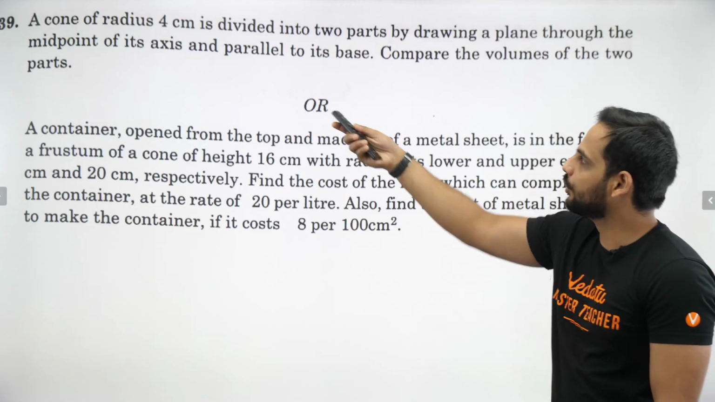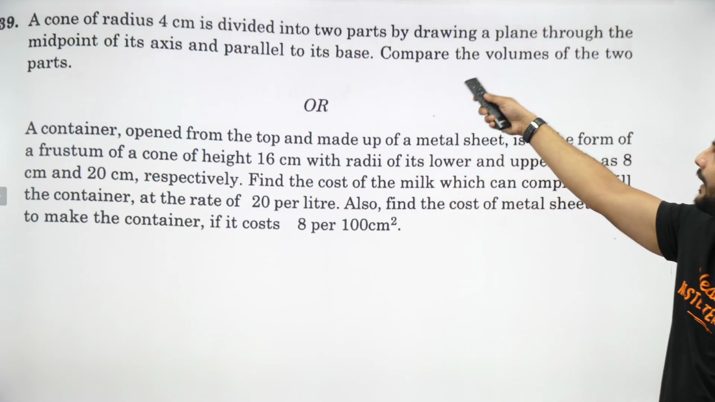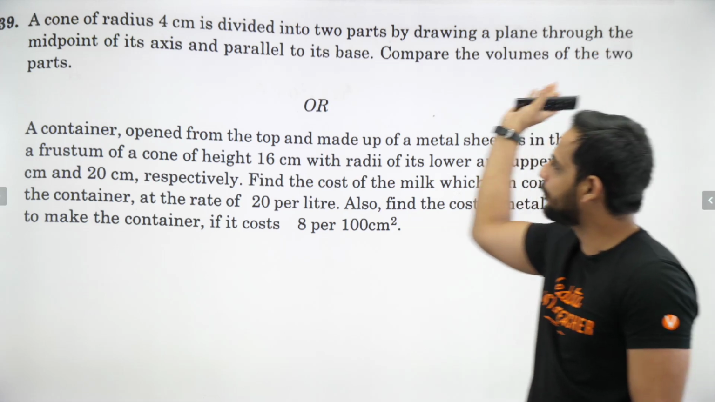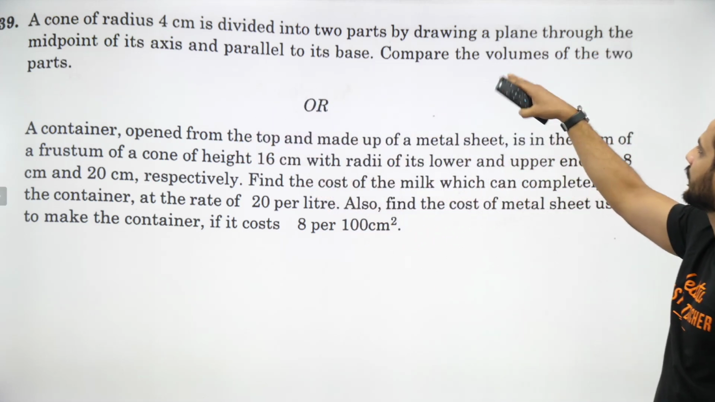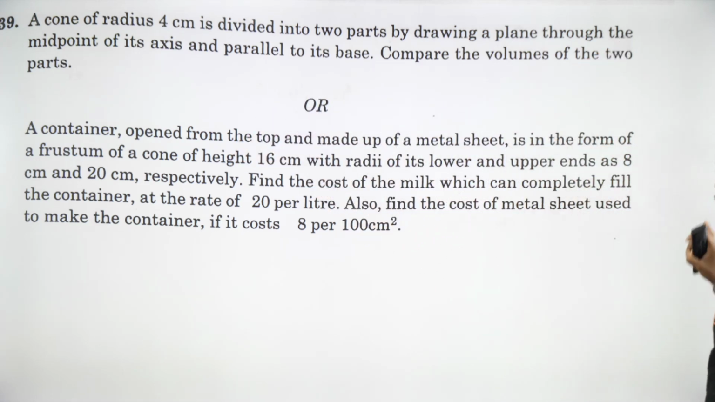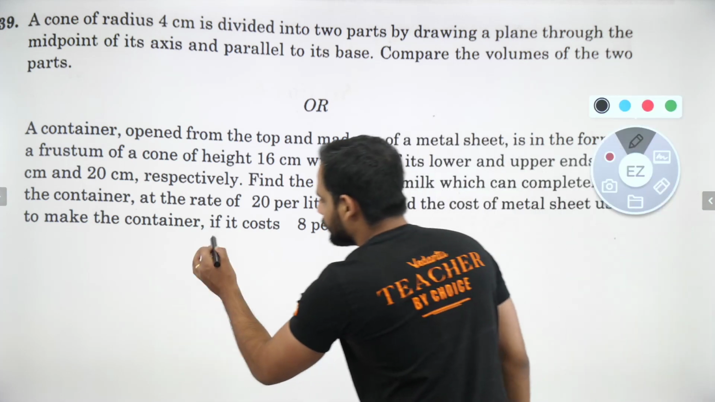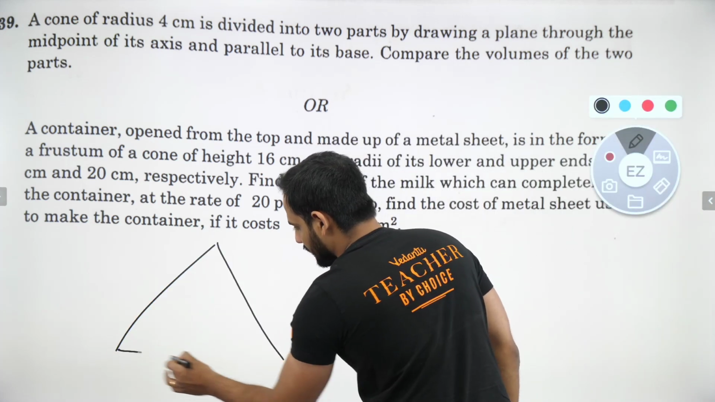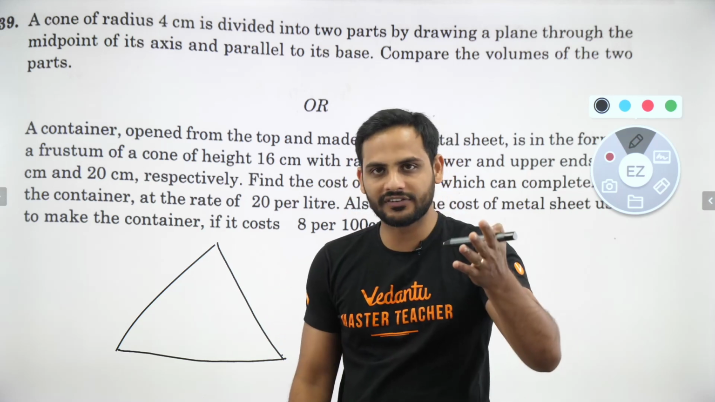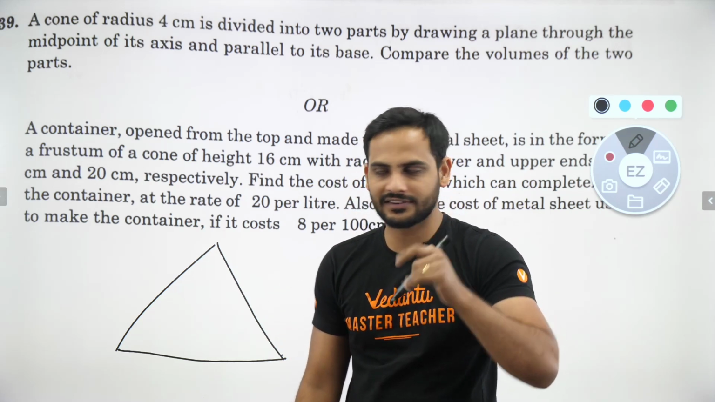Next question: a cone of radius 4 cm is divided into two parts by drawing a plane through the midpoint of its axis and parallel to its base. Compare the volume of the parts. Now, listen carefully to this. Whenever you cut a cone, this is the derivation of the frustum of the cone also, this thing is used, but I'll just tell you right now.